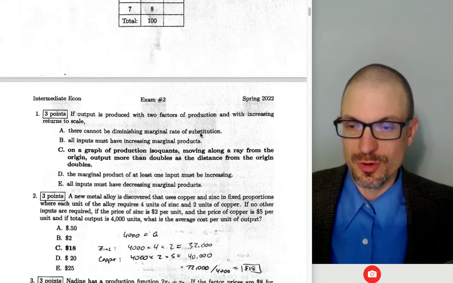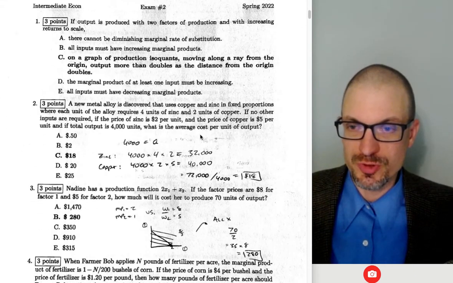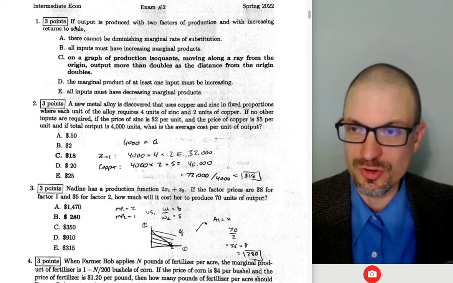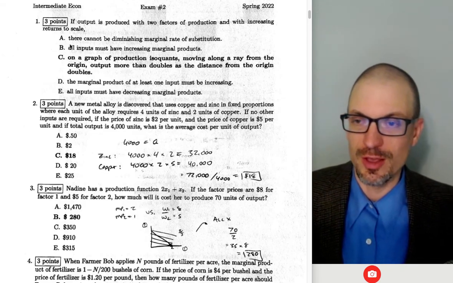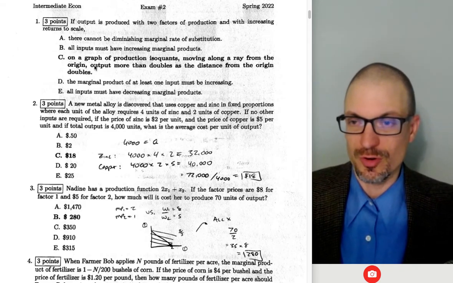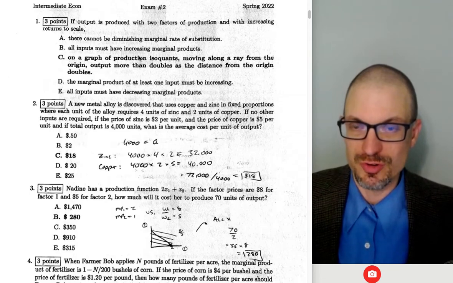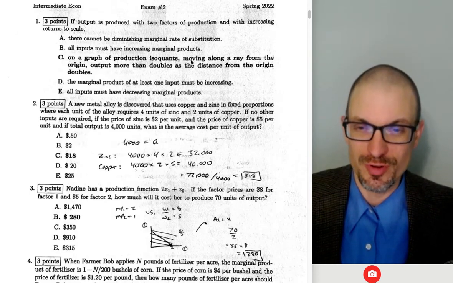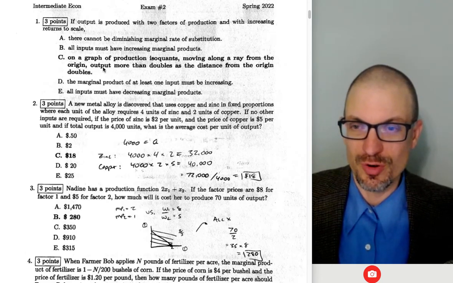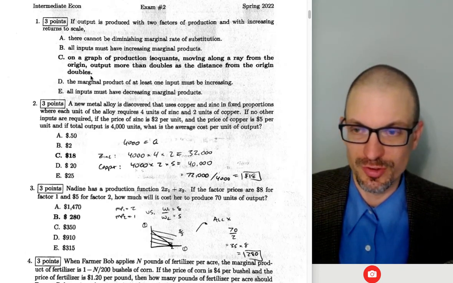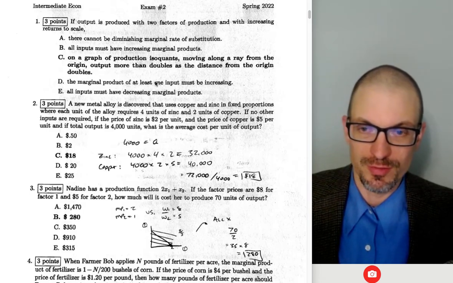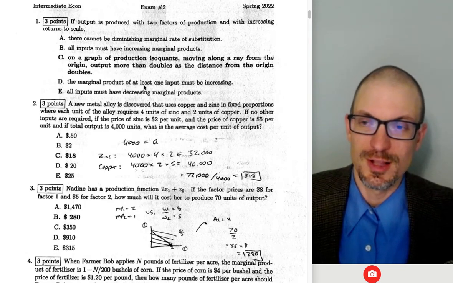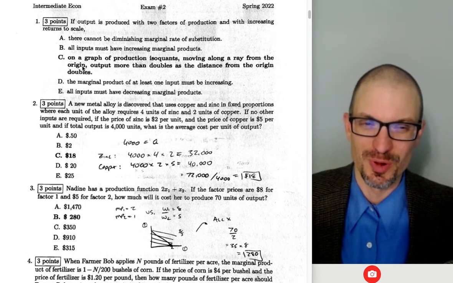All right, so it begins with a collection of multiple choice questions. The first one: if output is produced with two factors of production and has increasing returns to scale, then which of the following is correct? There can't be any diminishing marginal rate of substitution. All inputs have increasing marginal products. On a graph of production isoquants, moving along a ray from the origin, output more than doubles as the distance from the origin doubles. Marginal product of at least one input must be increasing. All inputs must have decreasing marginal products. So it's C, right? It's the one that's bolded anyway.